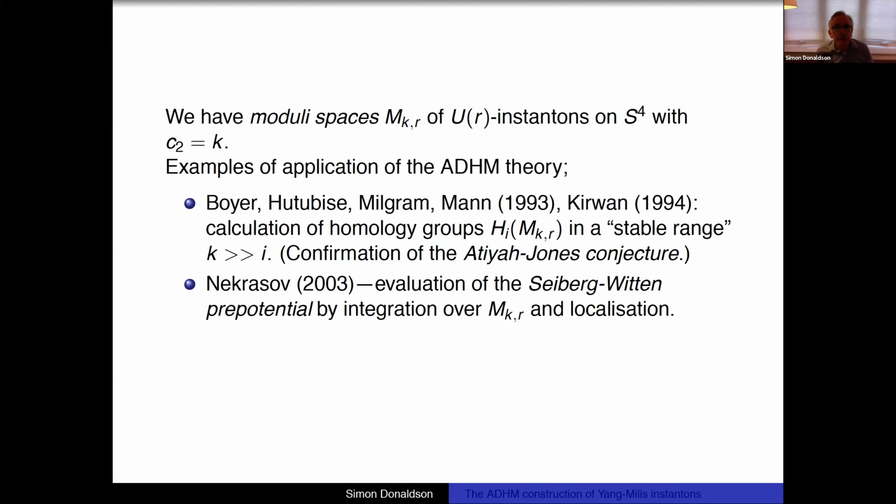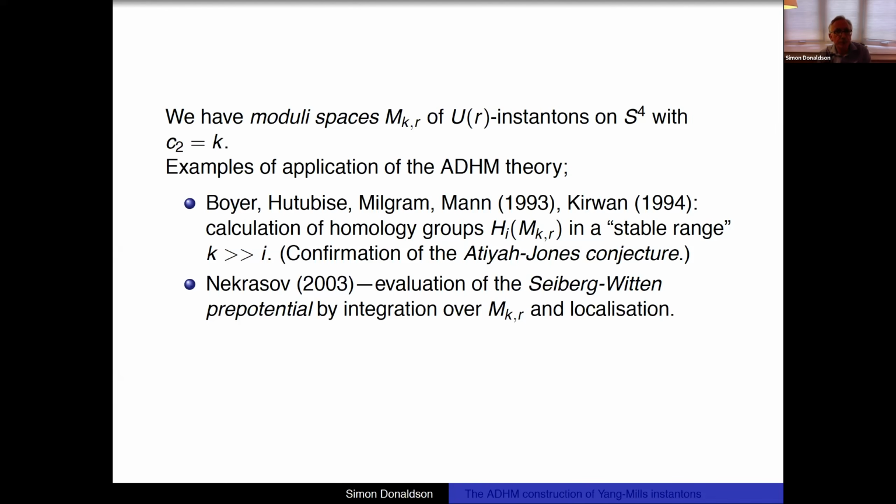So let's give 2 out of many examples of application of this ADHM theory involving these moduli spaces in different ways. One is in the direction of topology. It's work of Boyer, Hurtubise, Milgram, Mann, and then also of Kirwan, related work. So these give, roughly speaking, calculations of the homology groups of these moduli spaces in a stable range where K is very large compared to the dimension of the homology group you're interested in.